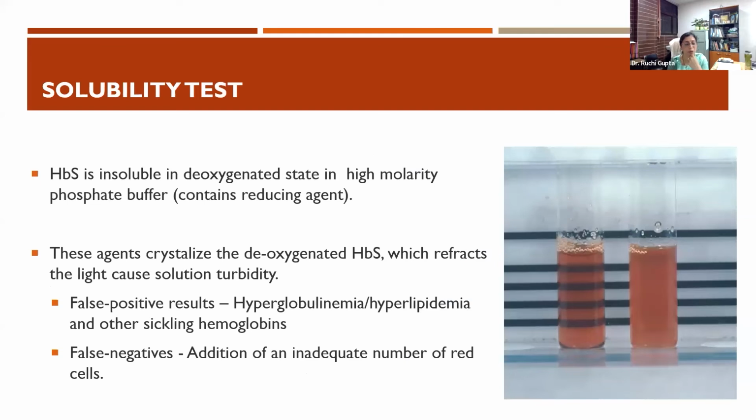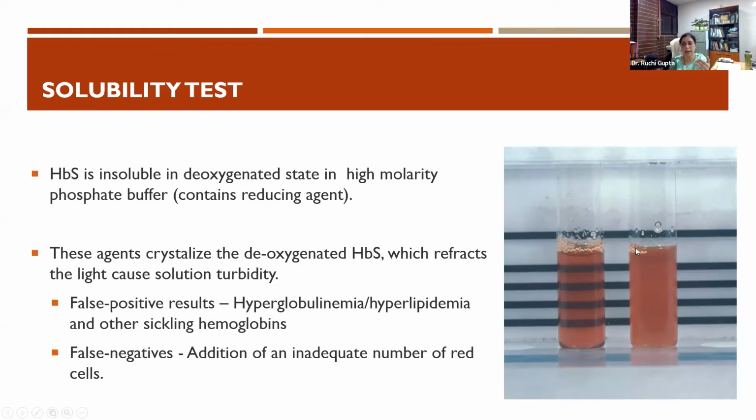So another test which can be put up when you see sickle cells in the peripheral smear is the solubility test. The principle here is that hemoglobin S is insoluble in a deoxygenated state in a high molarity phosphate buffer, which contains a reducing agent. So once this HbS is insoluble, it tends to crystallize and refract the light. And if you see, this is a normal sample which is not showing any turbidity, and you can clearly see the lines behind it.